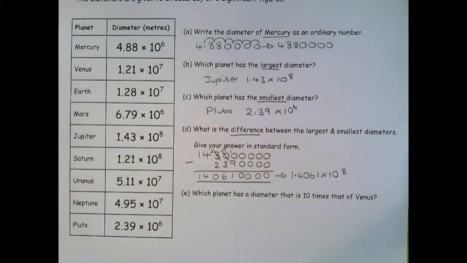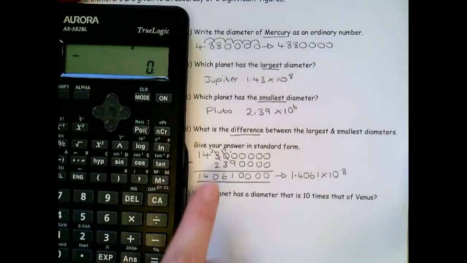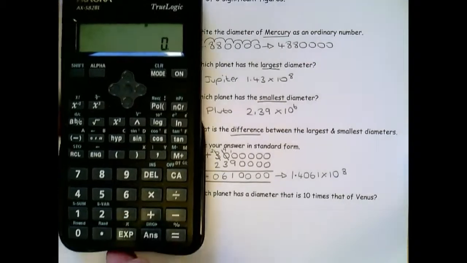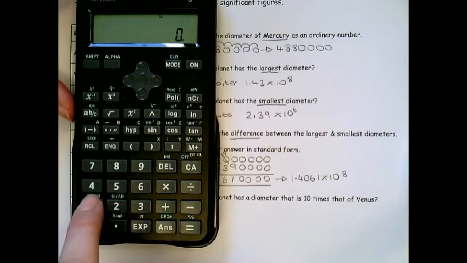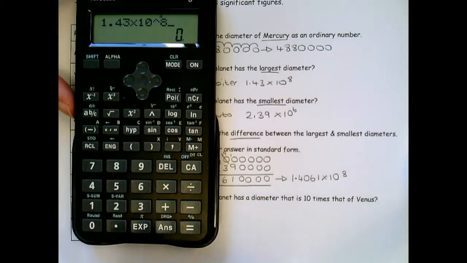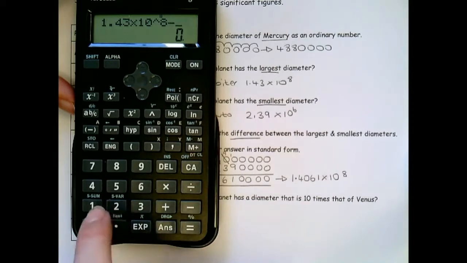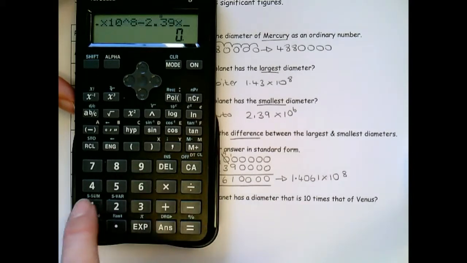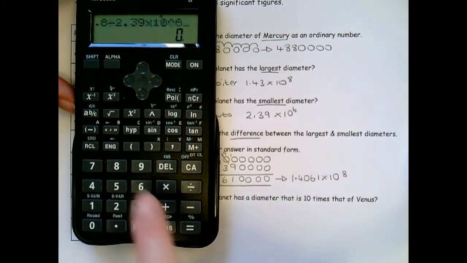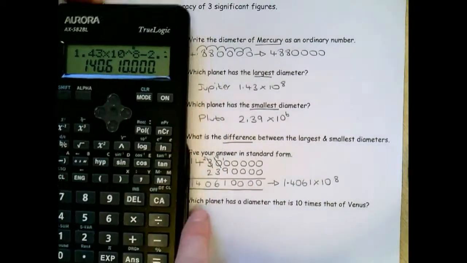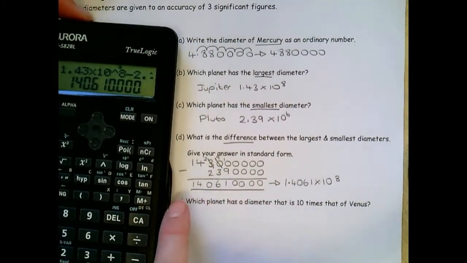Just going to check that one on a calculator, plus it will show you what way you would be writing these in. So the biggest one then, Jupiter, was 1.43. So I would be doing 1.43 times 10 to the power of 8. Or you might have the X with the wee box button. Then take away 2.39 times 10 to the power of 6. Yep. So 14061, 14061, and then 4 noughts at the end.